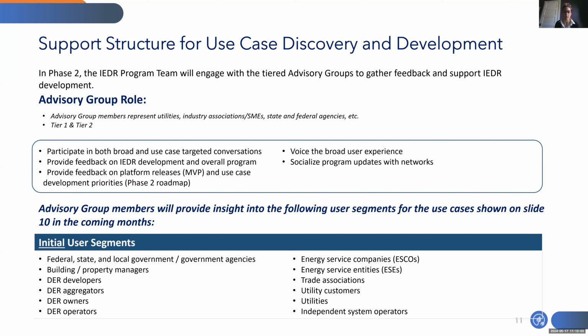And it's important to note that engagement outcomes with the advisory group include both broad programmatic and targeted use case feedback. And to create the space and structure to facilitate either conversation type, we've bifurcated the advisory group into two participation tiers, Tier 1 and Tier 2. Tier 1 meets quarterly and is focused on broad program happenings and obtaining directional feedback, and Tier 2 meets according to the use case development schedule and focuses on obtaining feedback from subject matter experts on specific use cases.